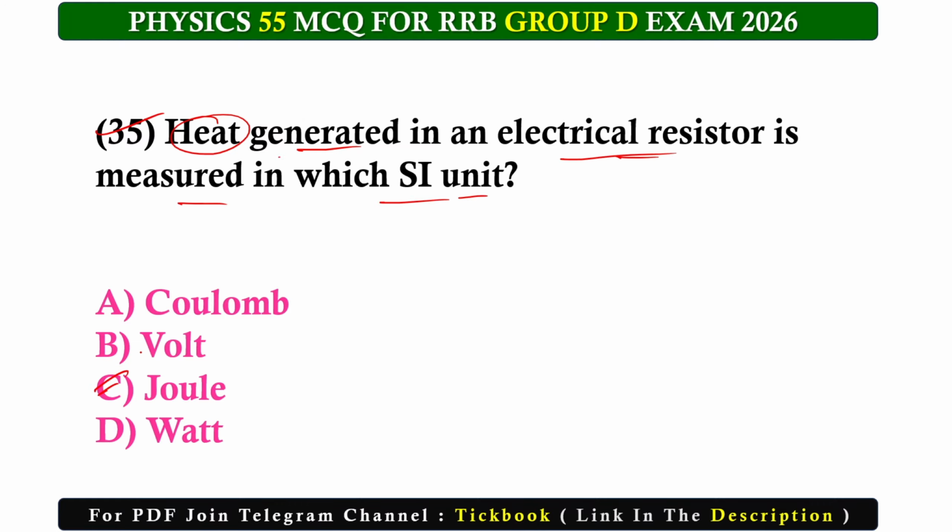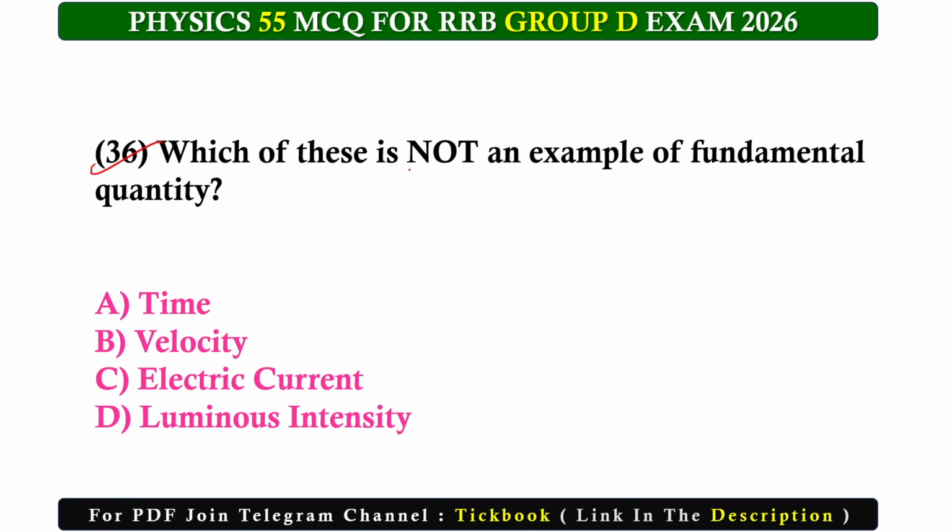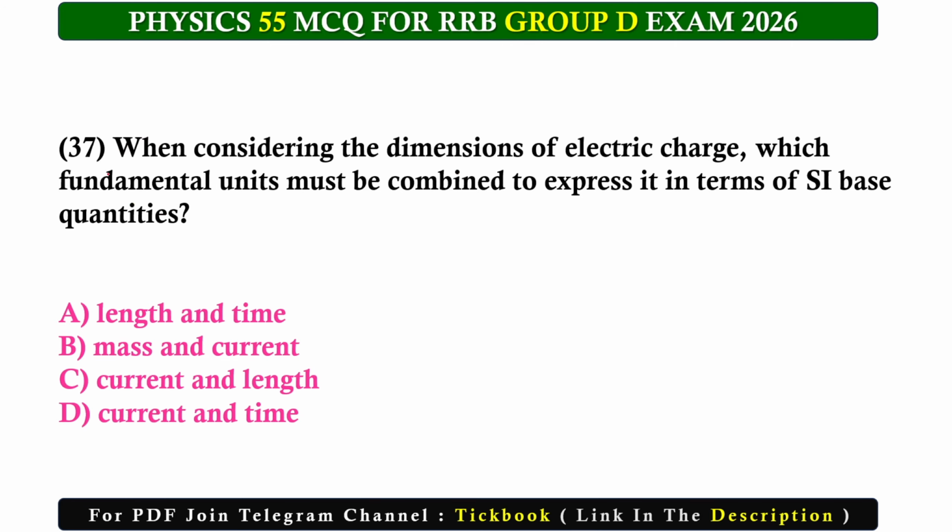Option number C, joule. 36. Which of these is not an example of fundamental quantity? Option number B, velocity.